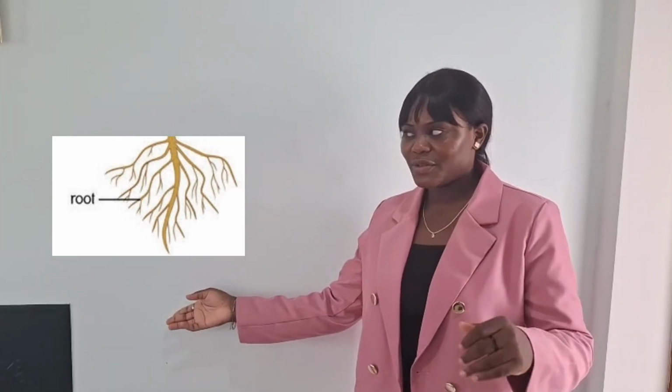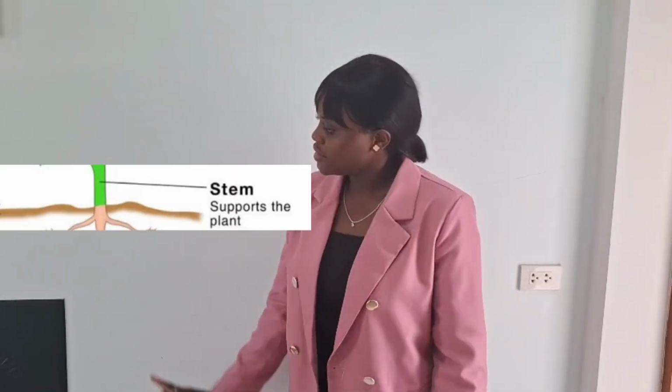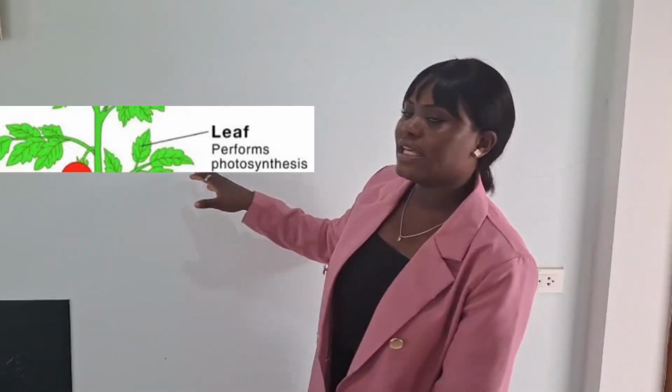Right? Good. So we are going to have a review again. Root. I would like to start from bottom because that is where it all starts. Root. Consume water, mineral. Stem. Transport, like a car, drives the water and mineral to the leaf.